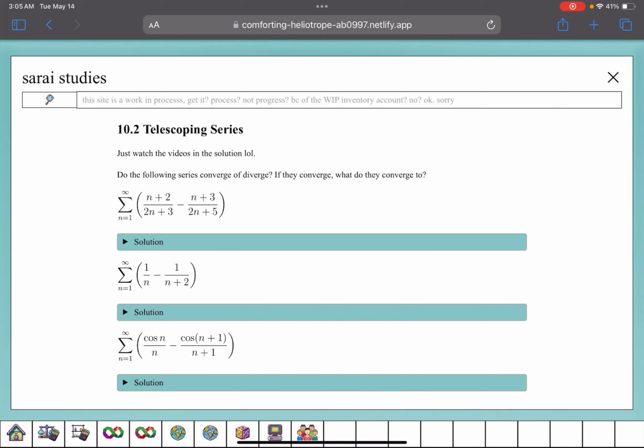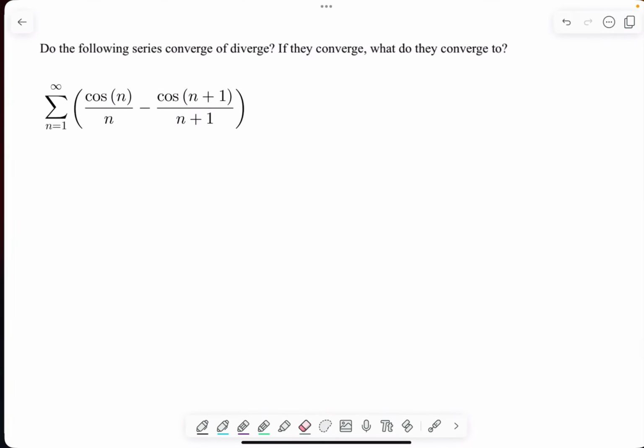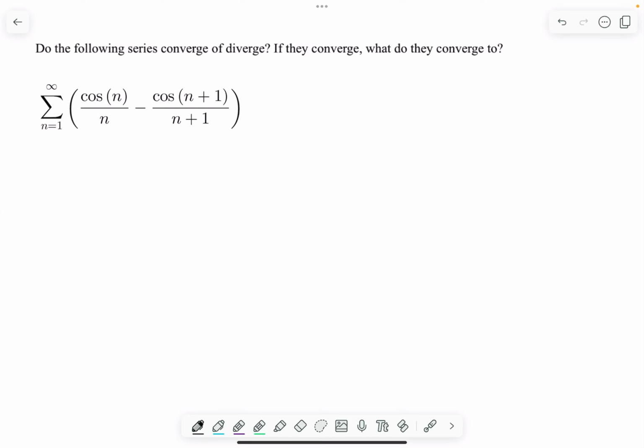We are on 10.2 telescoping series, example number 3. So let's go ahead and get started. To find out if the series converges, remember that we have to simply take the limit as n approaches infinity of the sequence of partial sums. But first we have to figure out what in the world that is, because we have no idea right now.